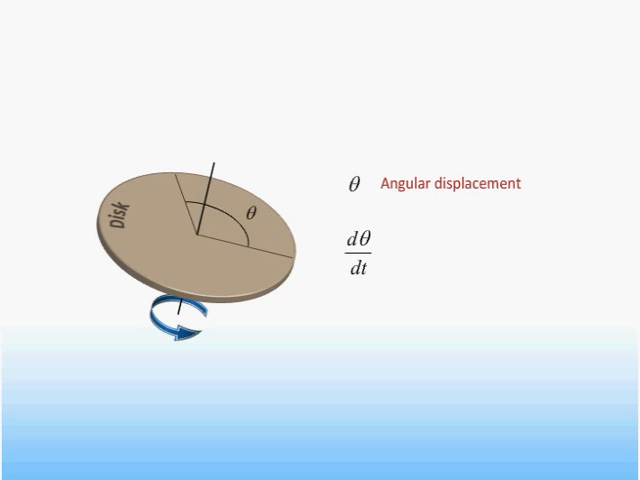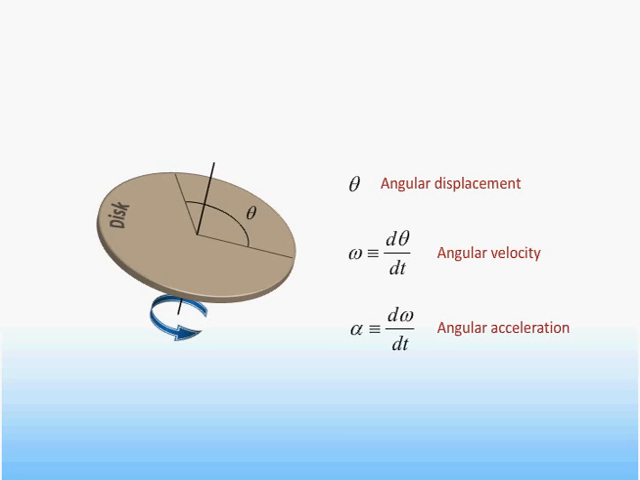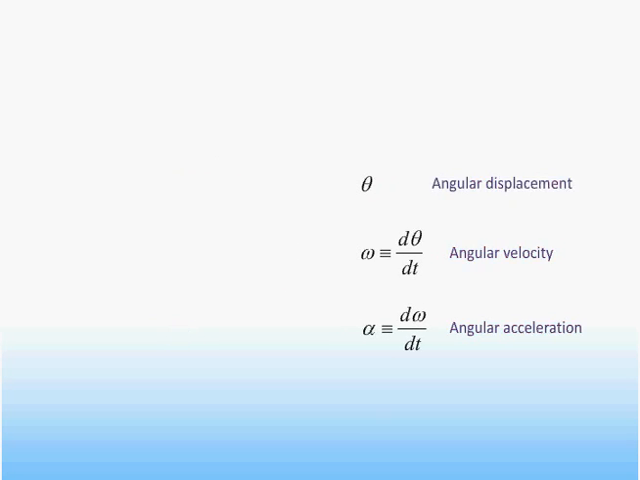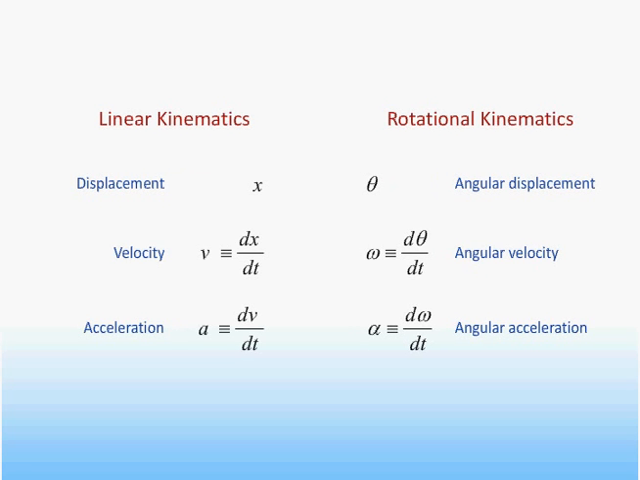The time rate of change of the angular displacement, d theta dt, is called the angular velocity, omega, and the time rate of change of the angular velocity is called the angular acceleration, alpha. These equations look strikingly similar to those we have used to describe one-dimensional kinematics. The reason for this similarity is simply that this rotational motion can be described by a single angular displacement theta, just as linear motion can be described by a single spatial displacement x.